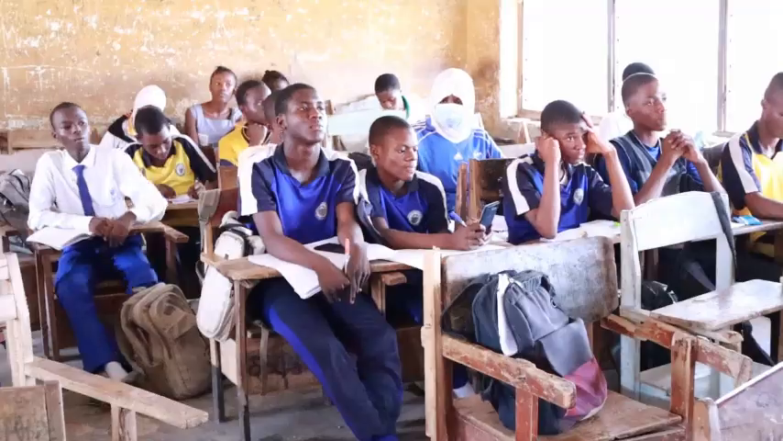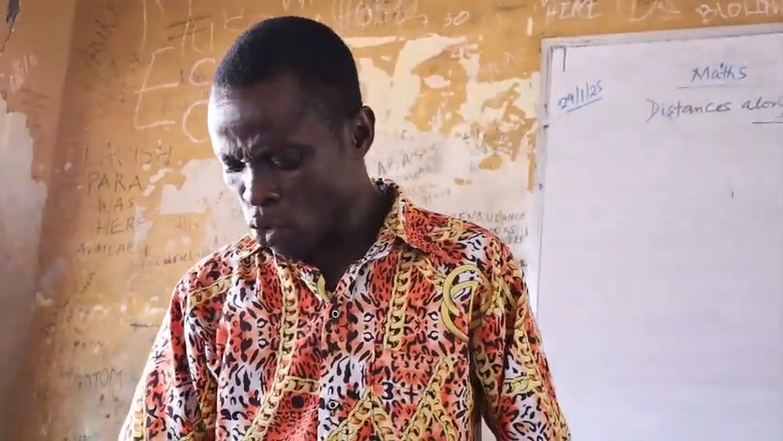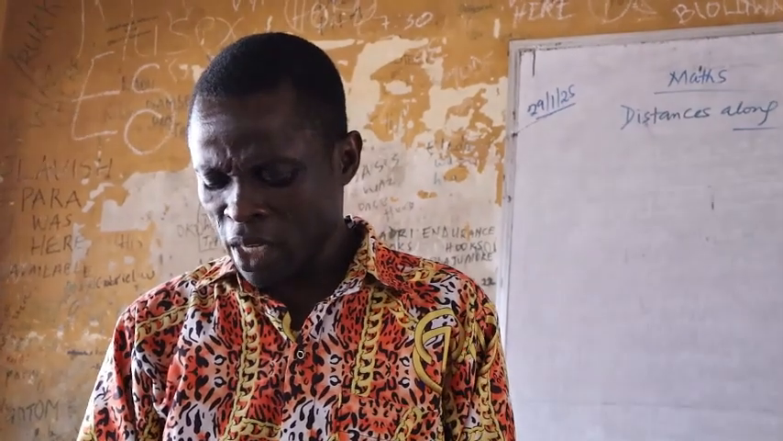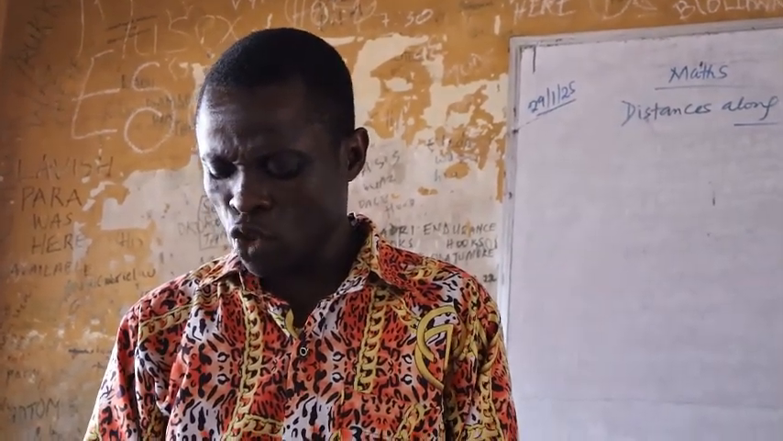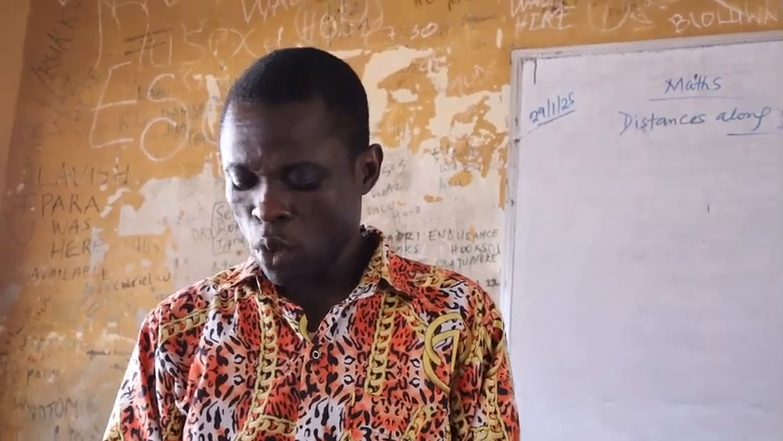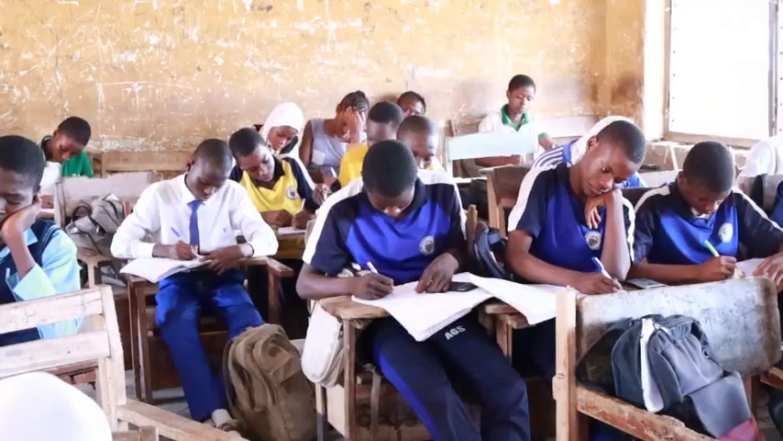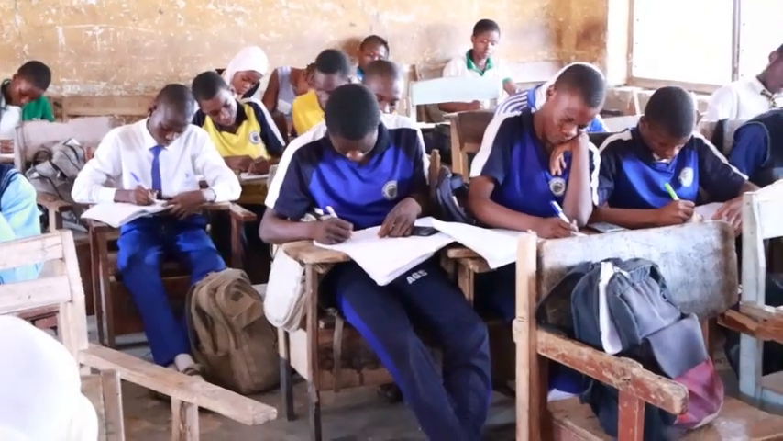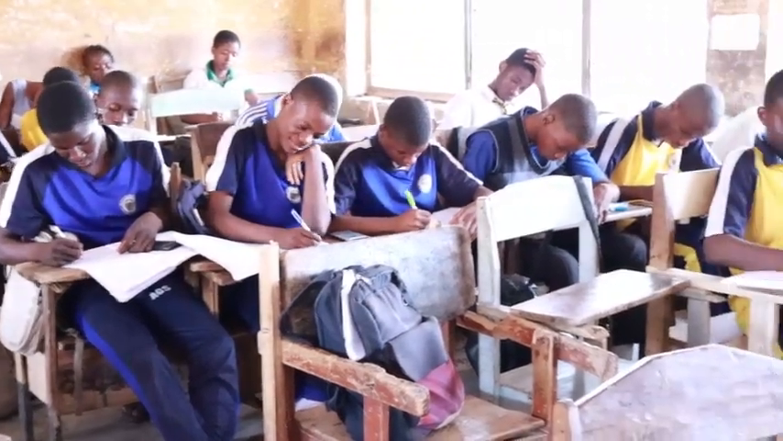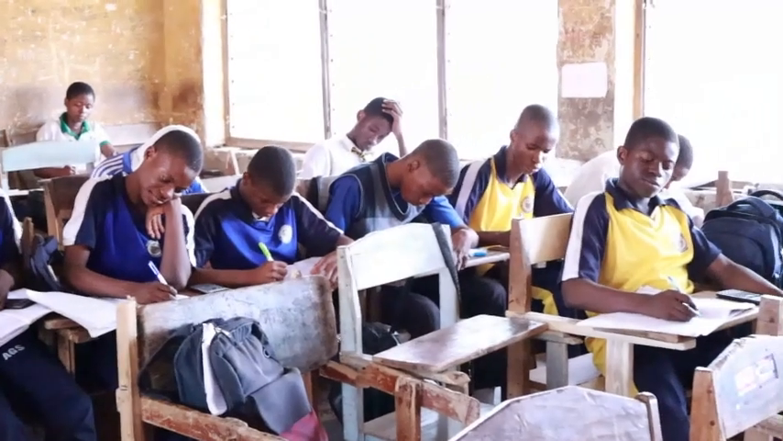Please quickly write this. Let y be the distance between 2 points on a great circle. Then y is equals to theta over 360 times 2 pi bigger R.